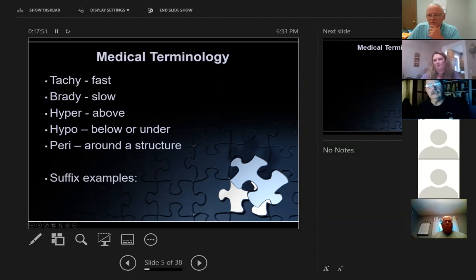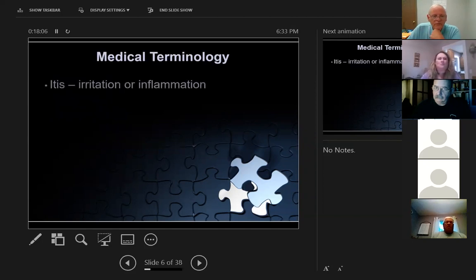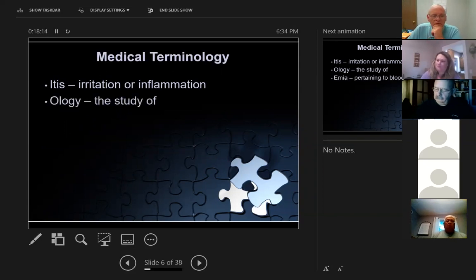So let's look at some examples of suffixes. These are the ones that go after the root word. Prefixes go before the root word. Suffixes go after the root word. And sometimes we have the combining forms, vowels, in between, just so we can pronounce the words. So a very common one is itis. Itis means irritation or inflammation. Ology means the study of whatever the root word was. And then somebody that studies it would be an ologist.